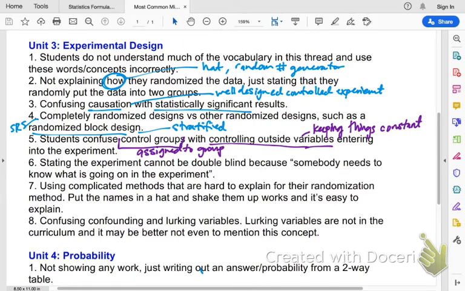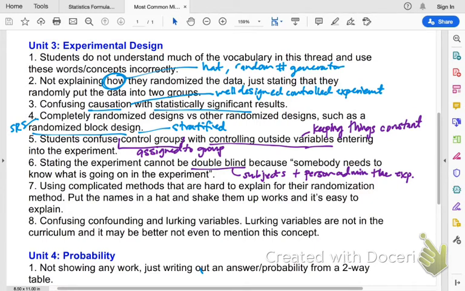Stating the experiment cannot be double-blind because somebody needs to know what is going on in the experiment. Double-blind just means that the subjects plus the administrator or the person administering the experiment don't know what's going on. But there will be somebody that knows what's going on. So it's not that you're double blind because nobody knows. Somebody knows. They created the experiment. They're the ones assigning people, but the people that are administering the test, like the SAT or something, they don't know what's going on.